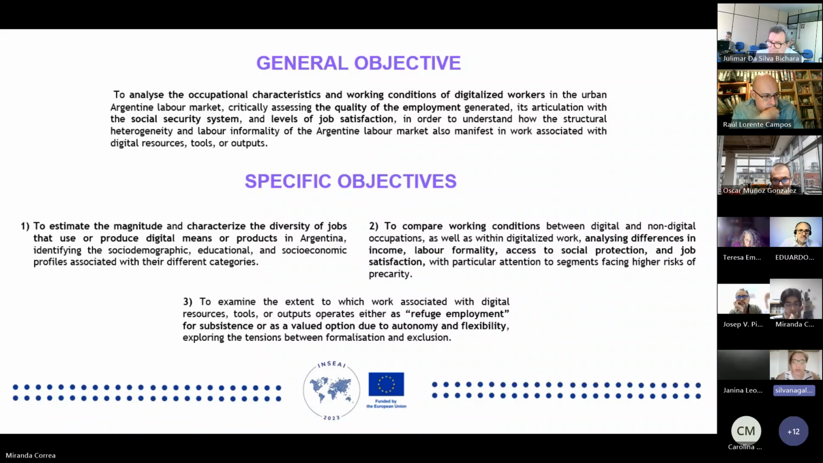Then we have the first specific objective, which aims to estimate the magnitude and characterize the diversity of digital labor. The second objective is to compare working conditions, analyzing differences in income, labor formality, access to social protection, and job satisfaction. And the third one looks at examining the extent to which work associated with digital resources, tools, or outputs operates either as a refuge employment for assistance or as a valued option due to autonomy and flexibility.